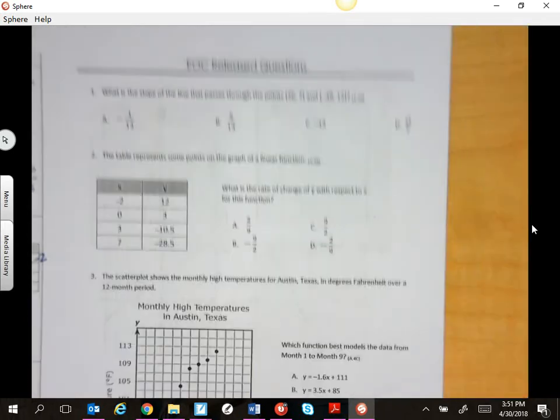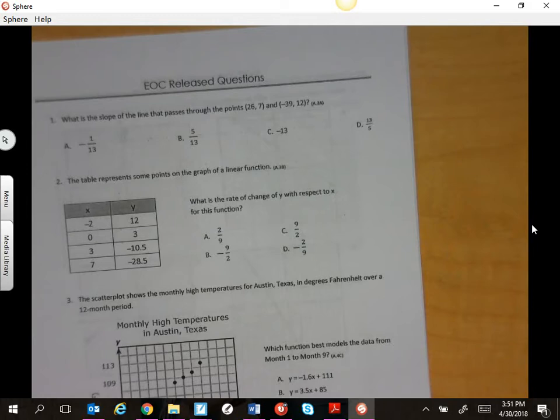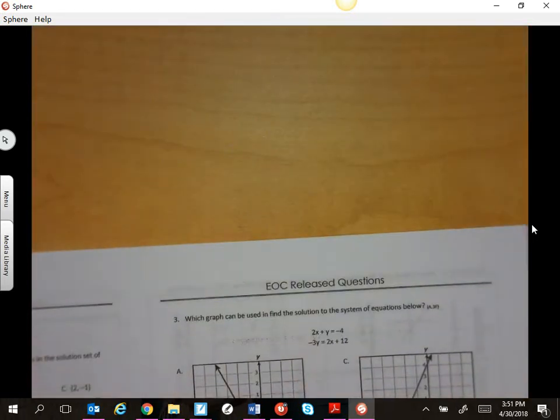You can work on these released questions again for homework, or we can work on them in class tomorrow. There is one on the back. Oh, I flipped the wrong way, sorry. There are some on the back as well.